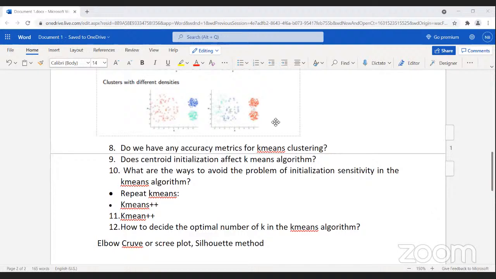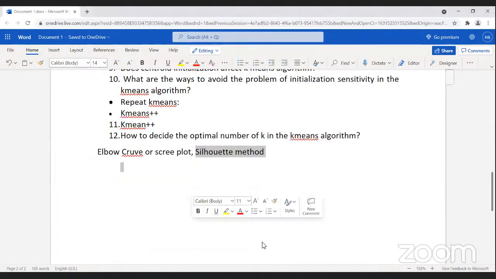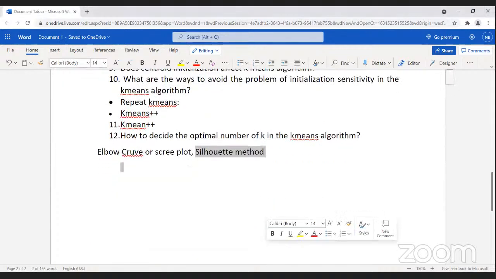And the Silhouette method is where we calculate similarity and dissimilarity scores between the clusters. In this method, for each of the data points, the assigned cluster and the next best cluster will be calculated, and based on that we choose the best.